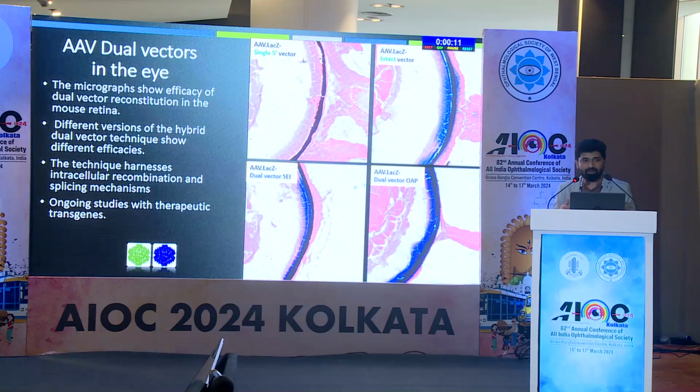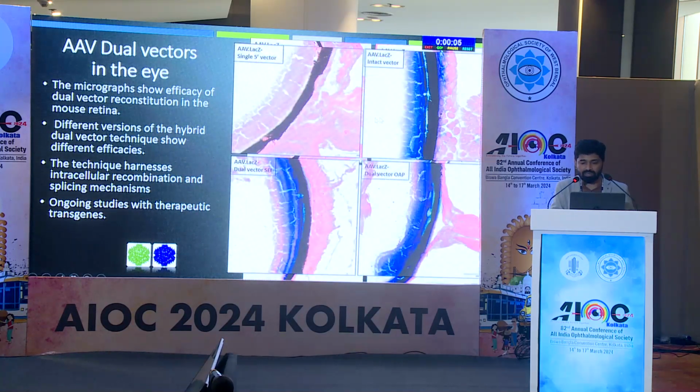Now we have come to a stage where we are doing live ERG in live animals. If you look at the control, the intact vector, and the animals which received our dual vector, the staining pattern is almost comparable. So our vectors are reaching the intended site.